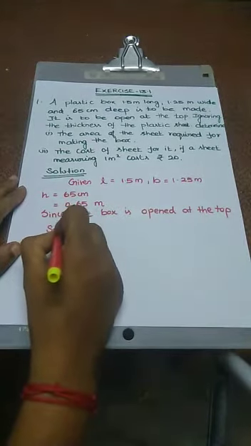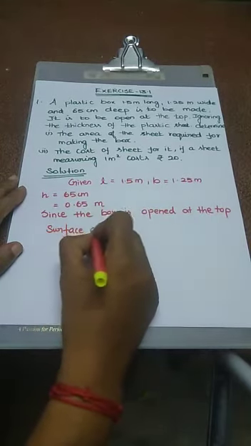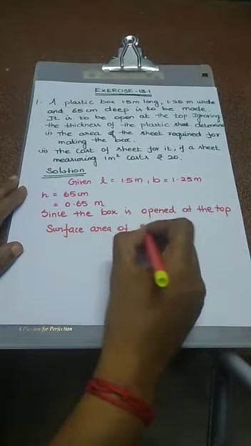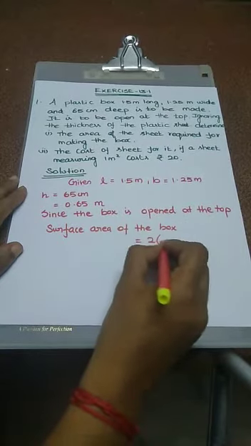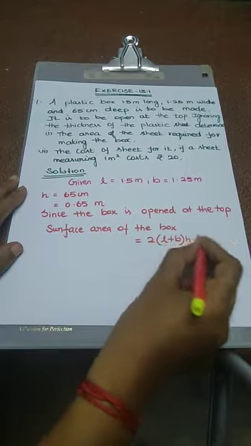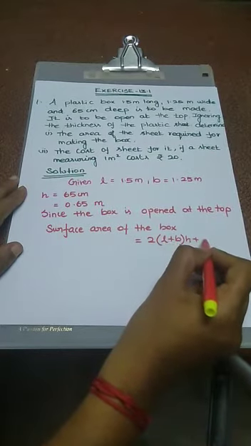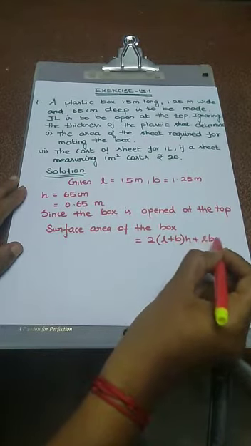What is the first subdivision? That is the surface area of the box. What is the formula? 2(L + B)H, plus we have to take the base value also, no? So take the LB value.